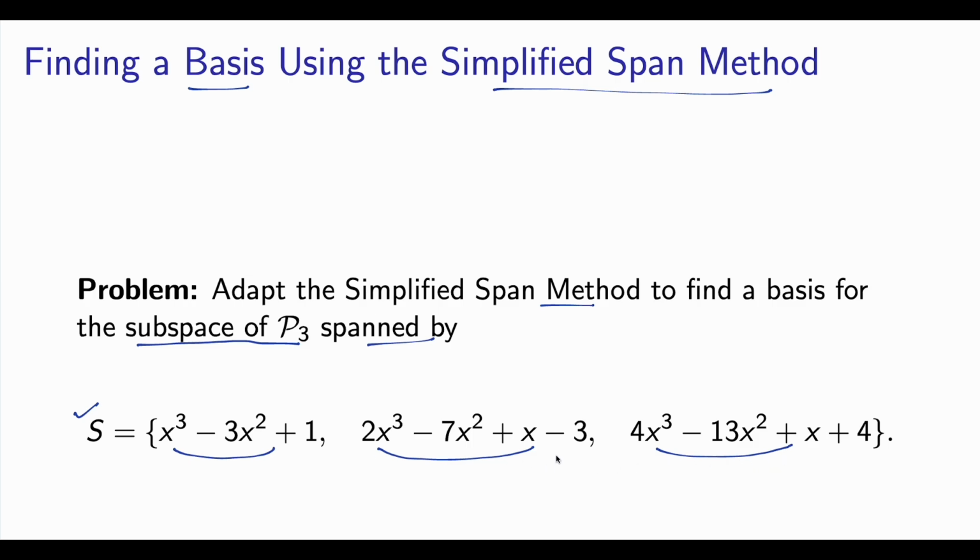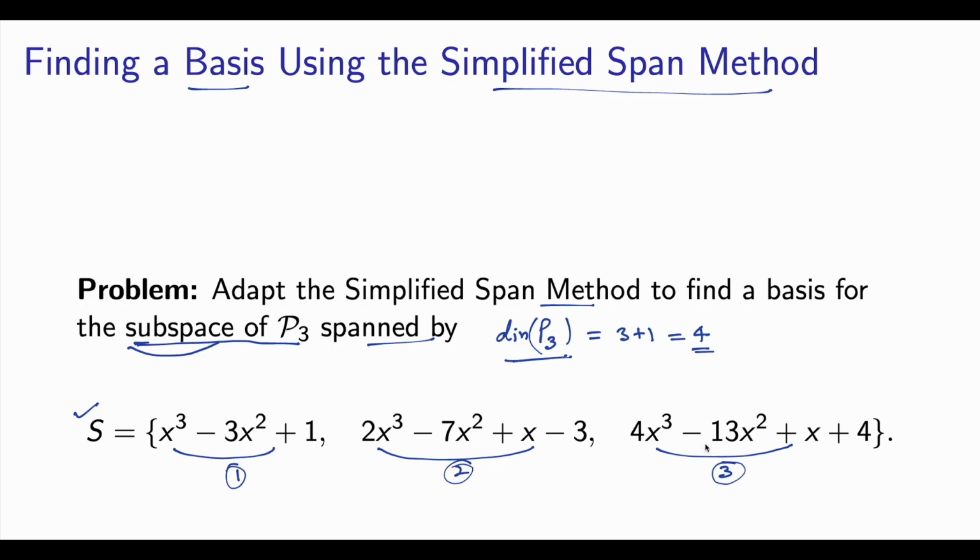Now, for P3, how many basis vectors do you require? The dimension of P3 is 3 plus 1, so 4. This set S consists of three members, three vectors, and three vectors cannot generate P3 as a whole, so they can generate only a subspace. So S will generate a subspace, and we are going to figure out what type of subspace is generated.